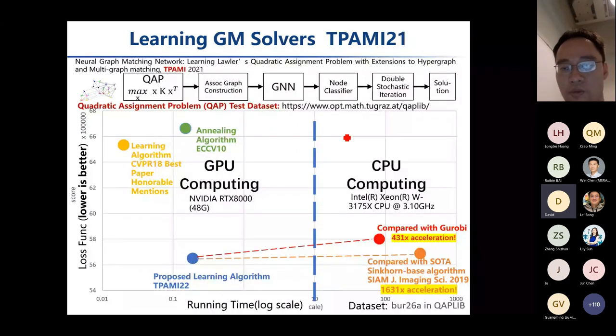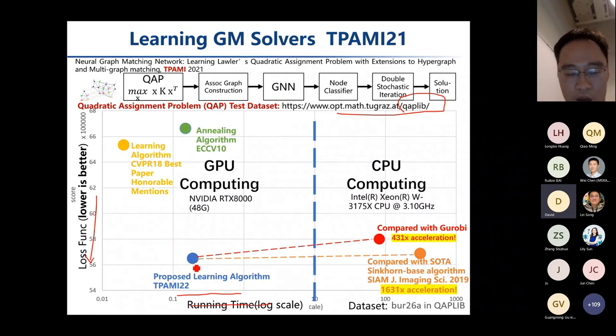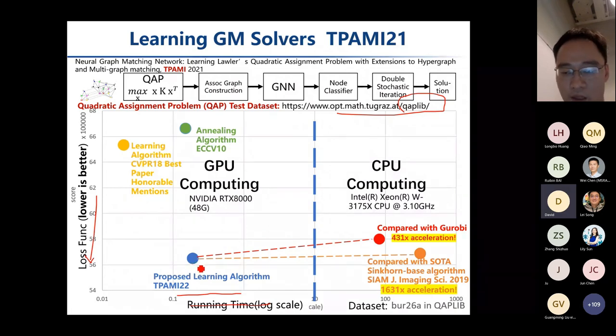And interestingly, we also perform some experiments on QAPLIB. This is an open benchmark. We compare the running time in log scale, so note that it's not linear. We also compare the loss, or the accuracy, where lower is better. Our method performs the best compared with the Gurobi commercial solver, as well as the classic solvers in recent papers. And we also have a speedup compared with Gurobi.